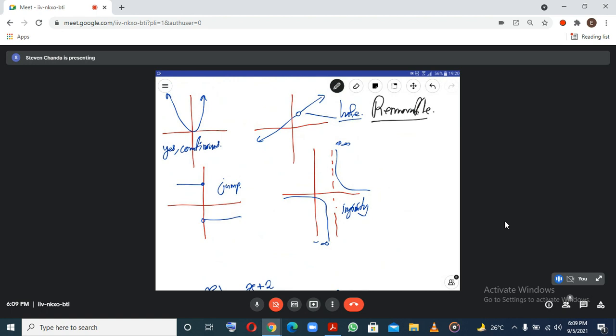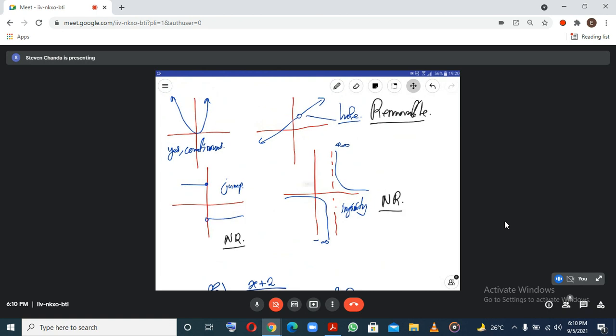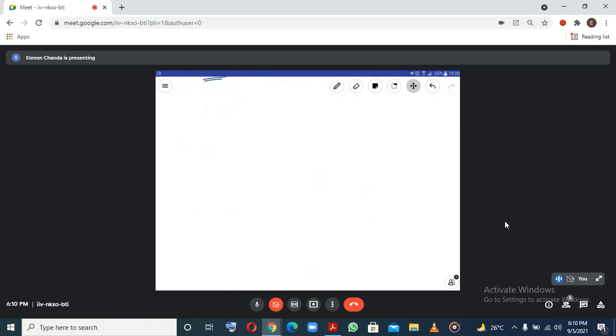But for these things, a jump is non-removable. So this is very, very important to take note of, because with this you can get to appreciate those discontinuities. So now let's see from a couple of examples how we can use this, and then we can go to our piecewise functions.